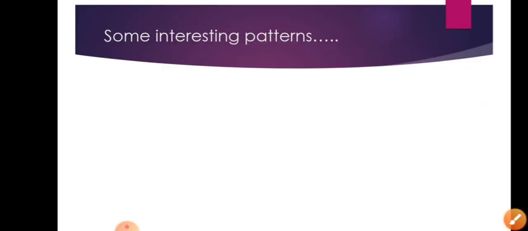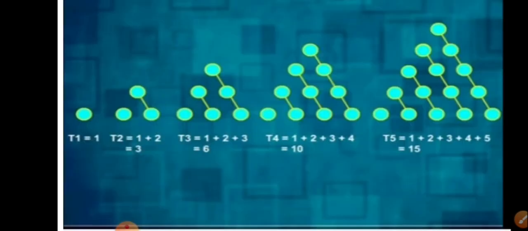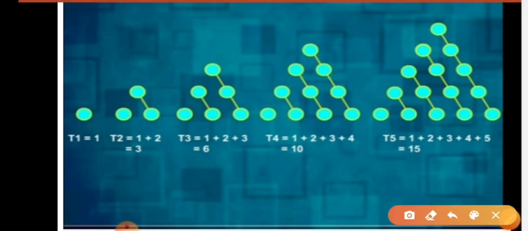Now there are some interesting patterns of square numbers. The first interesting pattern is adding triangular numbers. Here you can see the first one is 1. Now we have made a triangle. First we have taken 1 number and then 2 numbers. So 1 plus 2 gives 3. Now again we have made a triangle with 1, then 2 and then 3.